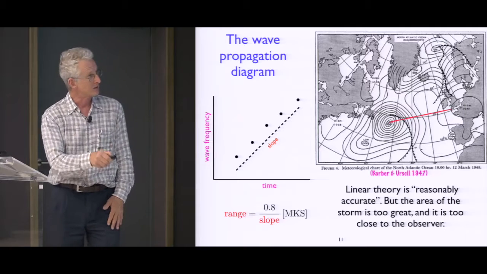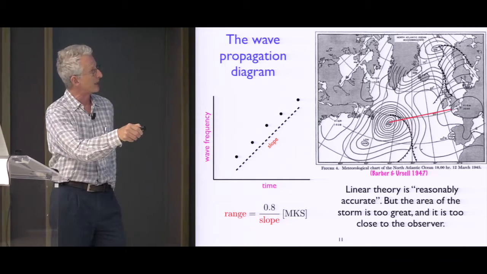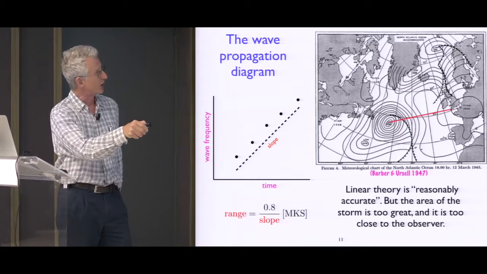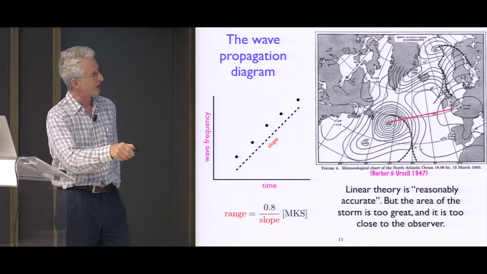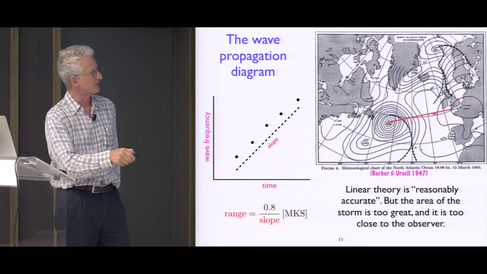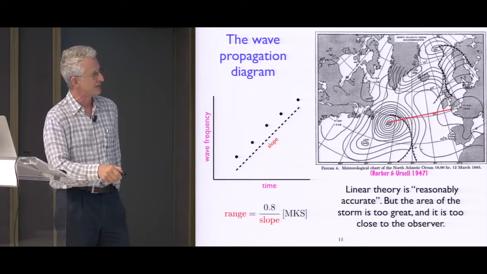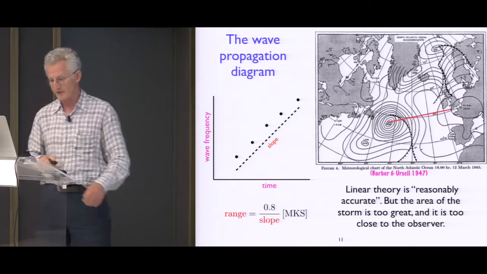This is the schematic. The wave propagation diagram is a plot of the observed wave frequency as a function of time. You measure the slope. If the frequency is in hertz and the time is in seconds, this is the formula which gives you the range.